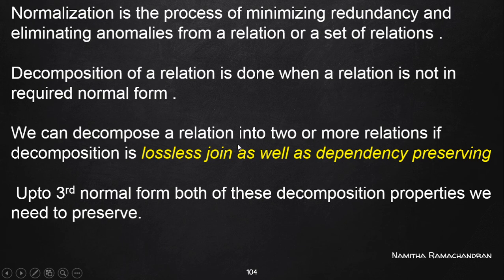While performing such a decomposition over a given relation, we need to preserve two decomposition properties: lossless join decomposition and dependency preserving decomposition. These are the mandatory properties that we want to follow while performing decomposition. Up to third normal form, both of these properties are mandatory. Beyond that, in BCNF and so on, we can't always preserve these dependencies. But we need to follow this lossless join decomposition.